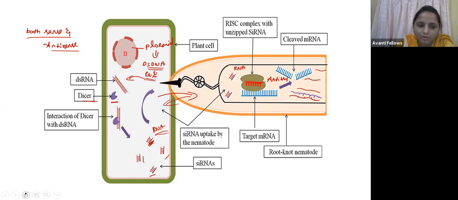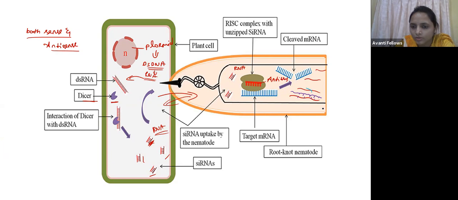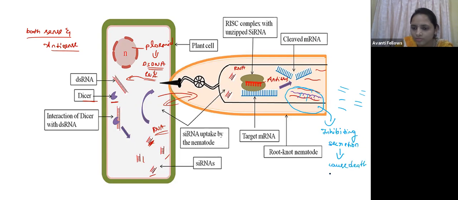Now there is a RISC complex, so it is going to cleave this into smaller fragments, thereby inhibiting the secretion of that protein and the protein synthesis, and causing the death of the pest. So that is a nematode.